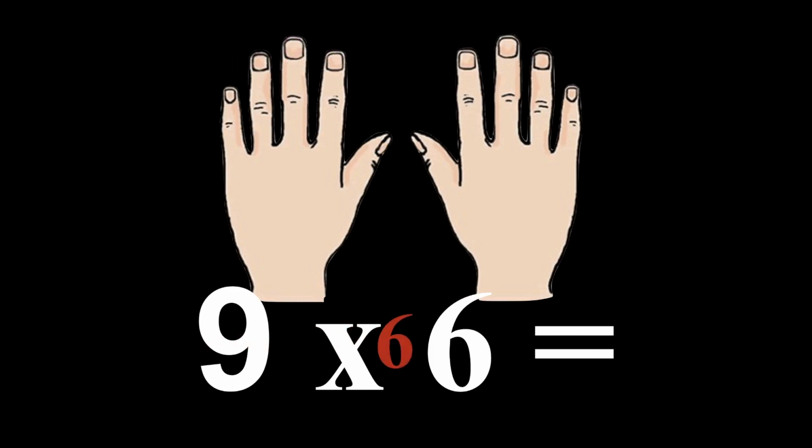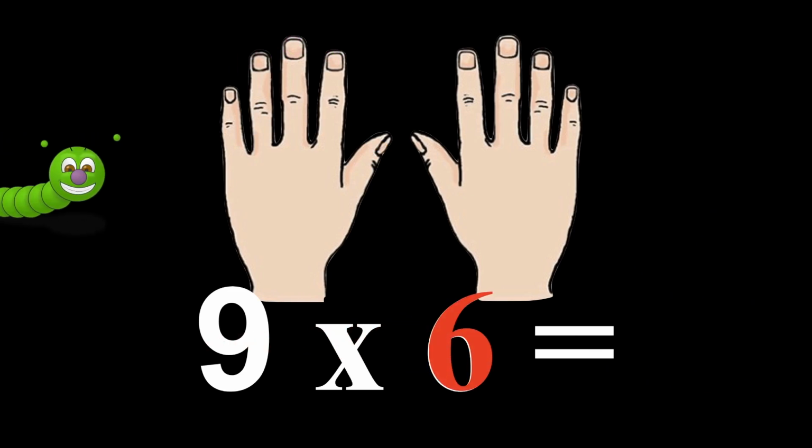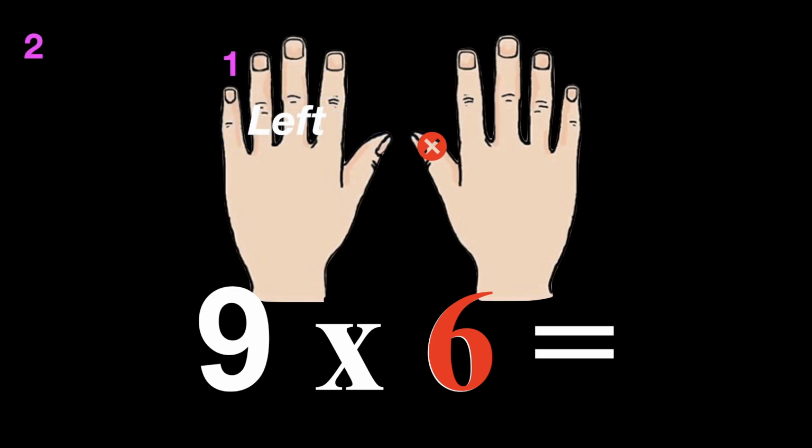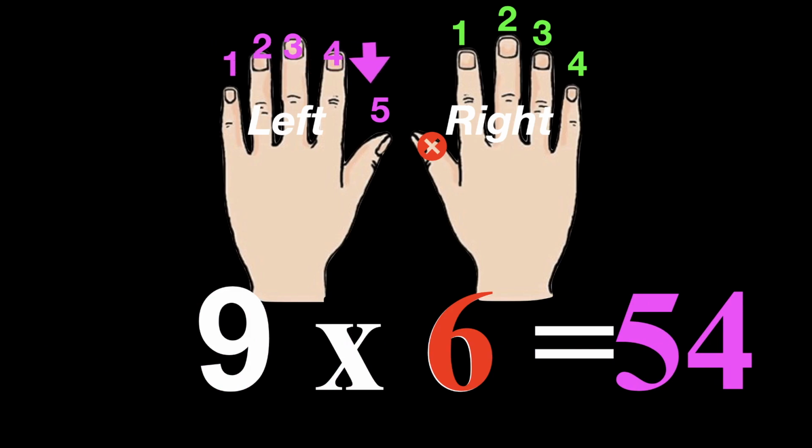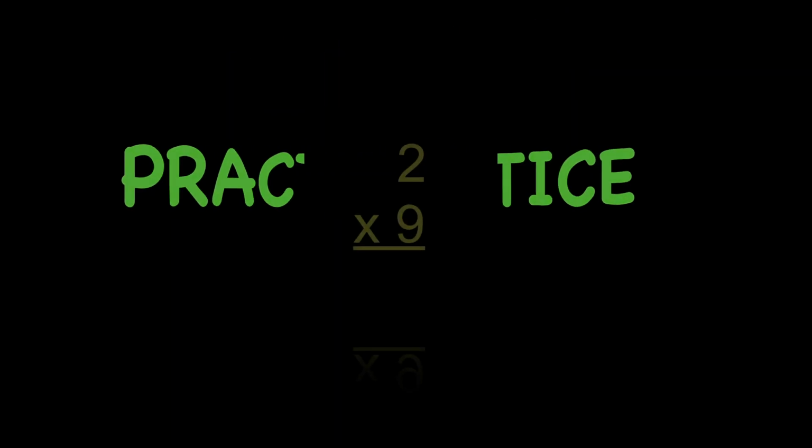9 times 6 from the left side, right? Going to bend your sixth finger from the left, and if you count the number of fingers to the left, you get 5, and the number to the right is 4. So our answer is 54. We get our 5 left, 4 fingers right for 54. All right, you ready to practice? Let's give it a try.